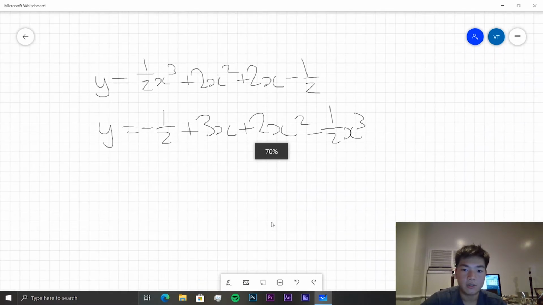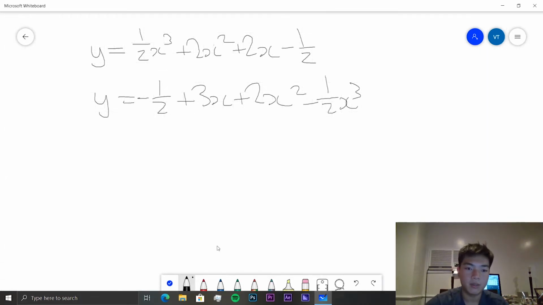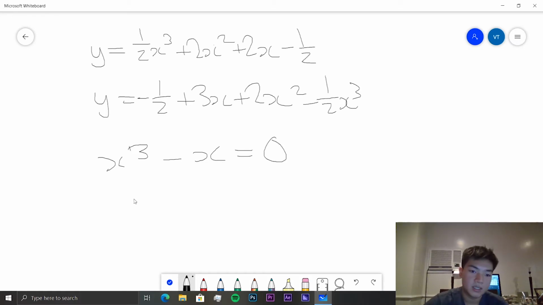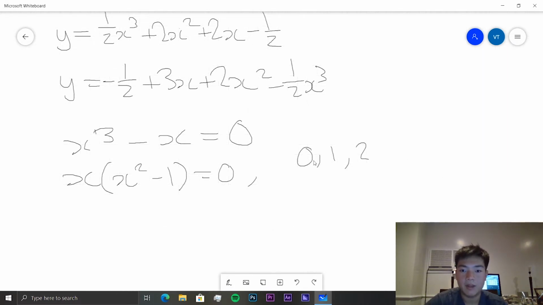To get the region enclosed, we also need to find at which points these curves intersect. So let's do that as well. We can simply set the y values equal. So we get x cubed minus x is equal to 0. So we get x times (x squared minus 1) is equal to 0. So these curves will intersect at negative 1, 0, and 1. So it's likely that we will have to get the integral between negative 1 and 0 and then the integral between 0 and 1.